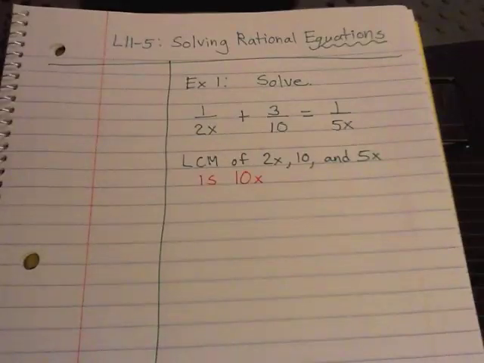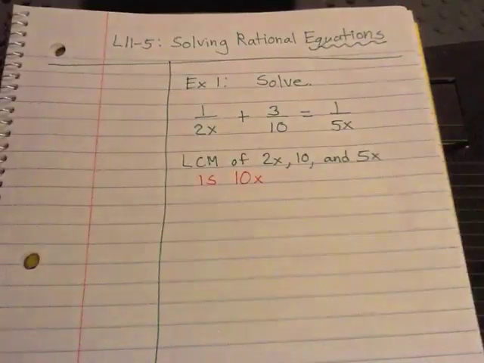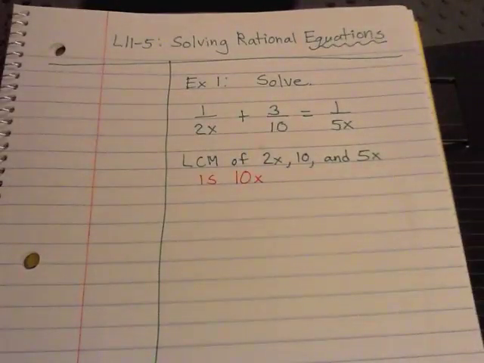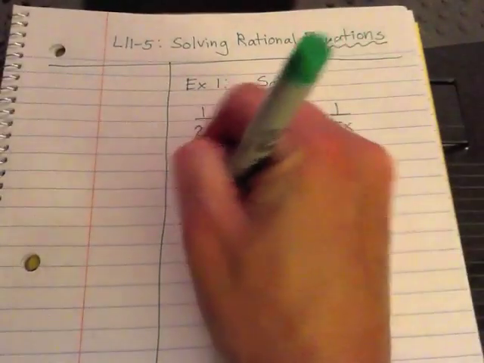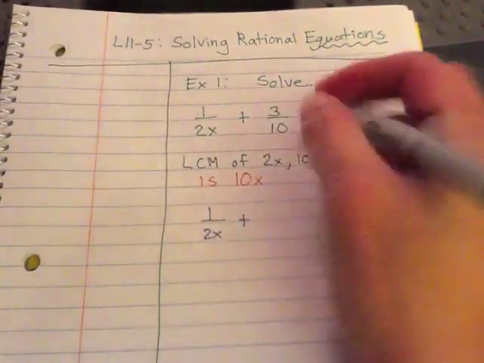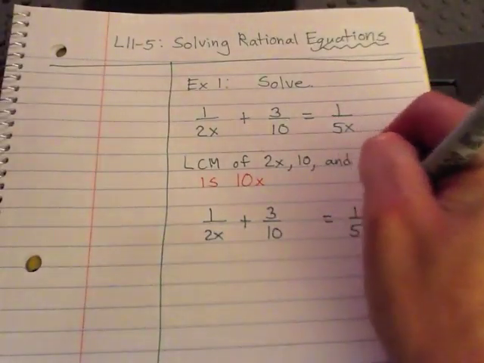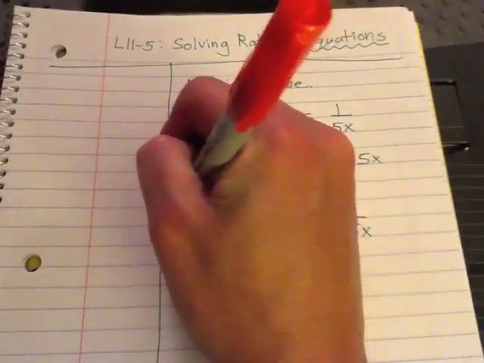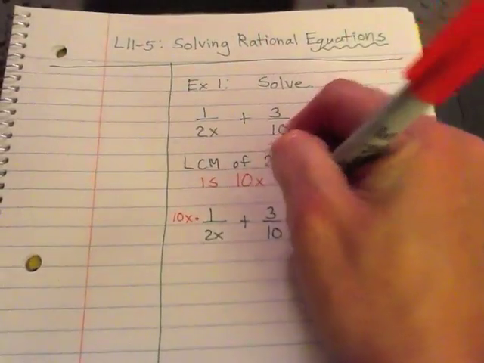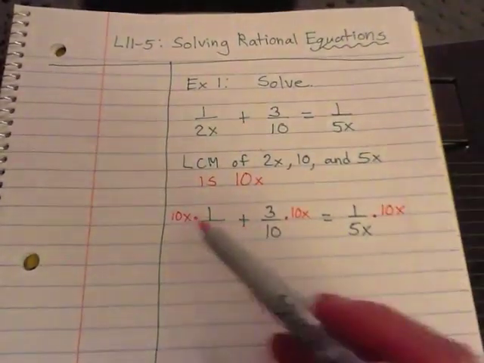Now you're going to use a fraction buster, and when you use your fraction buster, you're going to multiply each term in the whole equation, whether it has a fraction or not, by this LCM that you found. So I have 1 over 2x plus 3 over 10 equals 1 over 5x. I left a little bit of space so that I can multiply this by 10x, this by 10x, and this by 10x. Each term multiplied by 10x.